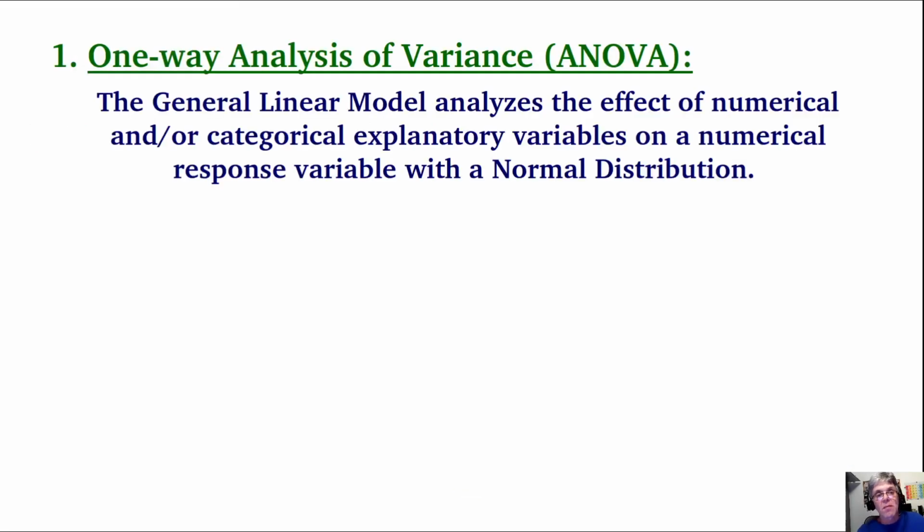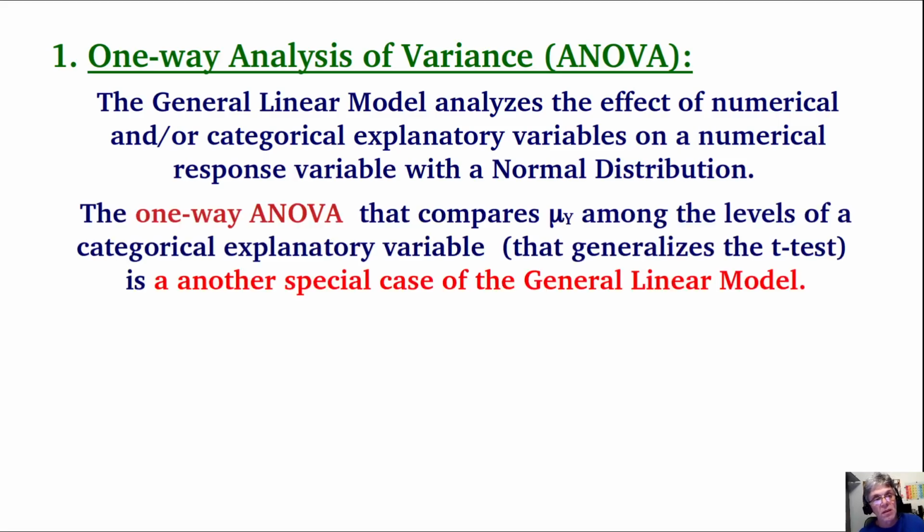The general linear model, as we have been discussing, analyzes the effect of a numerical and/or categorical explanatory variable or variables, when there are more than one, on a numerical response variable that has a normal distribution. The one-way ANOVA compares the mean of the response variable, mu of y, among the levels of a single categorical variable, and therefore generalizes the t-test that we had seen in a previous video. This is therefore another special case of the general linear model.